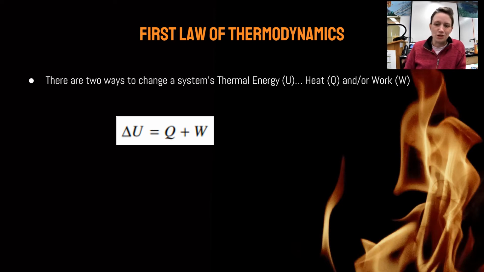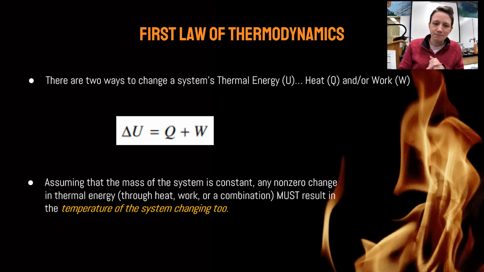But first, the equation. So it's a really straightforward equation. Delta U, which is the change in the system's thermal energy, is equal to Q plus W. It basically says those two ways are how you get a system's thermal energy to change.